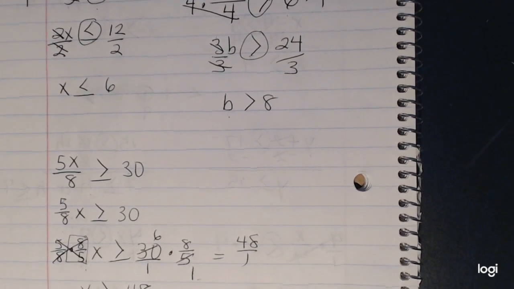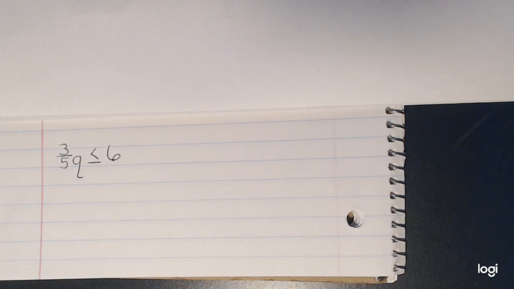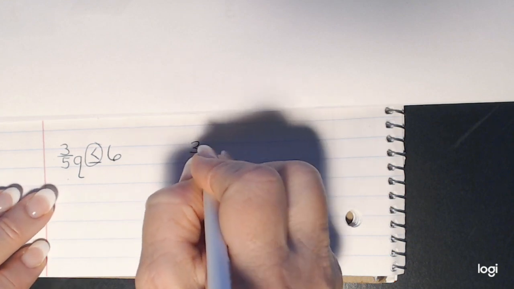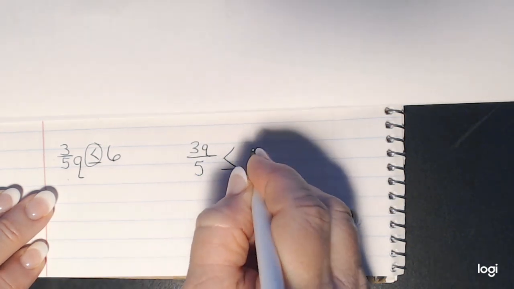Now, the reason why I want to show you these 2 examples is for this final problem. All right, so the inequality I have here says 3/5 times q is less than or equal to 6. Now, there's 2 ways we can solve this. We're going to circle our balance here. You can either multiply by the inverse operation, or you can also change the problem and write it like this. Put the q on the top, 3 times q, put the 5 here, less than or equal to 6.